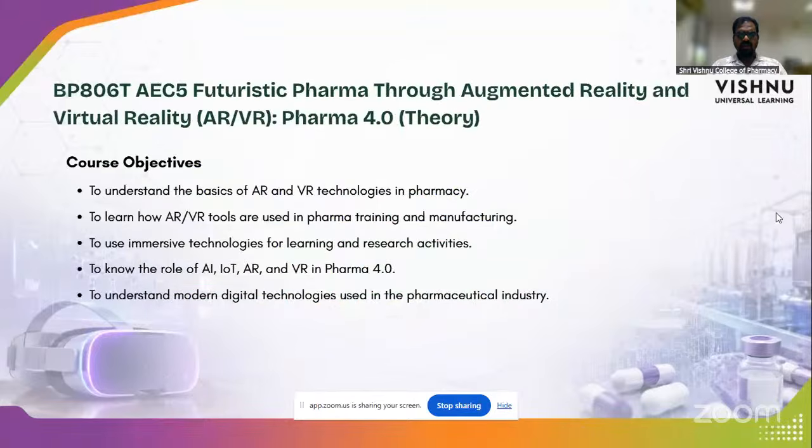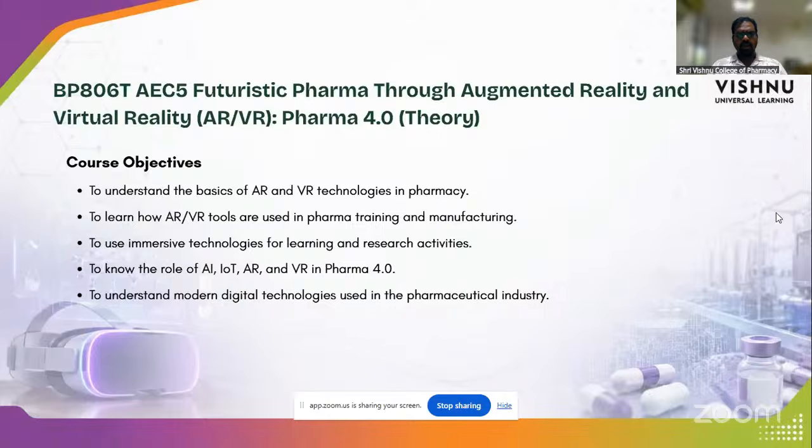So now we are sure that it's very important, and the need of the hour, to learn about AR VR fundamentals in Pharma 4.0. So with that, we go into the syllabus and see what exactly we have and how we can drive the process of learning for the students in this particular aspect.